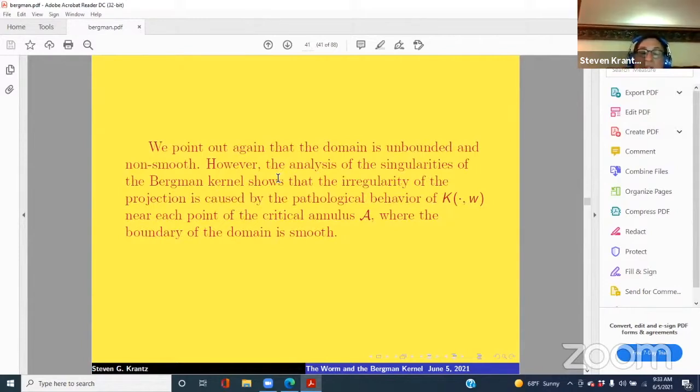However, and this is an important point, the analysis of the singularities of the Bergman kernel shows that the irregularity of the projection is caused by the pathological behavior of the kernel near each point of the critical annulus A, where the boundary of the domain is actually smooth. So it's not the non-smoothness of the boundary that's causing these mapping properties. It's something more subtle.